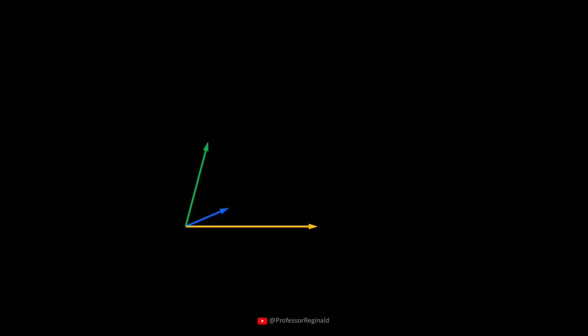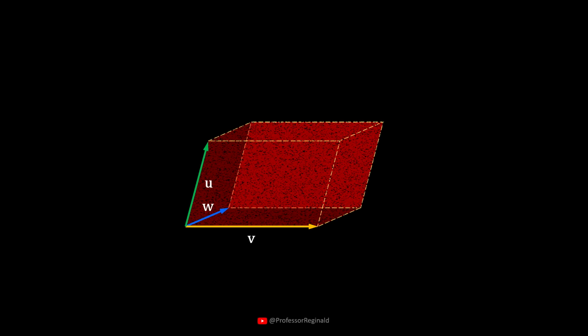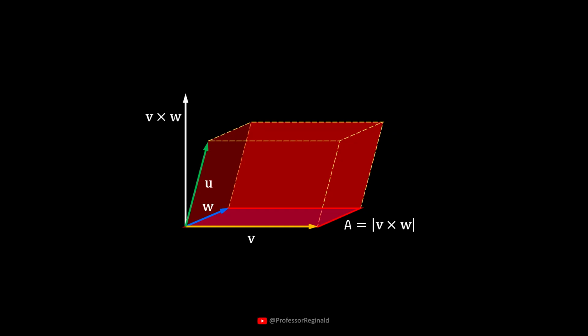Meanwhile, consider three vectors u, v, and w. These vectors form the adjacent sides of a parallelepiped. v and w form the base of the parallelepiped, whose area is the norm of the cross product of v and w. The cross product of v and w is this vector perpendicular to both v and w. Theta is the angle between u and the cross product of v and w. Let h be the height of the parallelepiped.